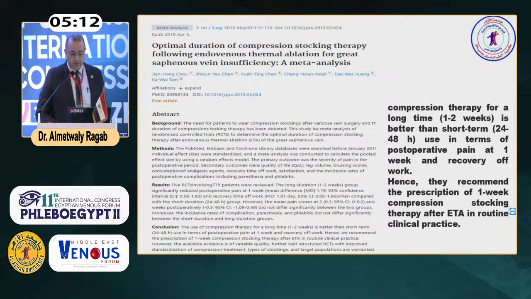Cho et al., in a meta-analysis on the optimal duration of compression stocking therapy following endovenous thermal ablation for great saphenous vein insufficiency, concluded that compression therapy for a longer time, 1 to 2 weeks, is better than short-term, 24 to 48 hours, in terms of post-operative pain at 1 week and the recovery of work. Hence, they recommend the prescription of 1 week of compression stocking therapy after endovenous thermal ablation in routine clinical practice.